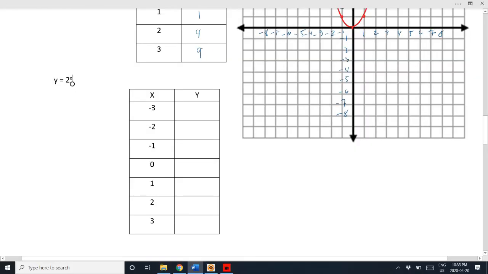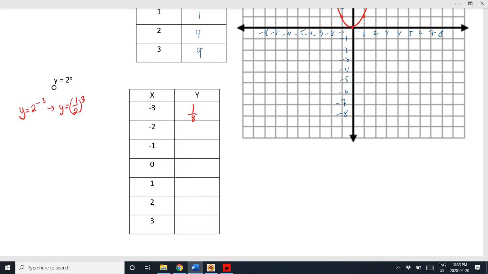Now, let's take a look at this exponential function. y equals 2 to the power of x. To evaluate this, we're going to plug in these values of x into this equation. So our first would look like this. y equals 2 to the power of negative 3. And as we said, this would be equal to 1 over 2 to the power of 3. And if we expanded that out, we'd get 1 over 8.